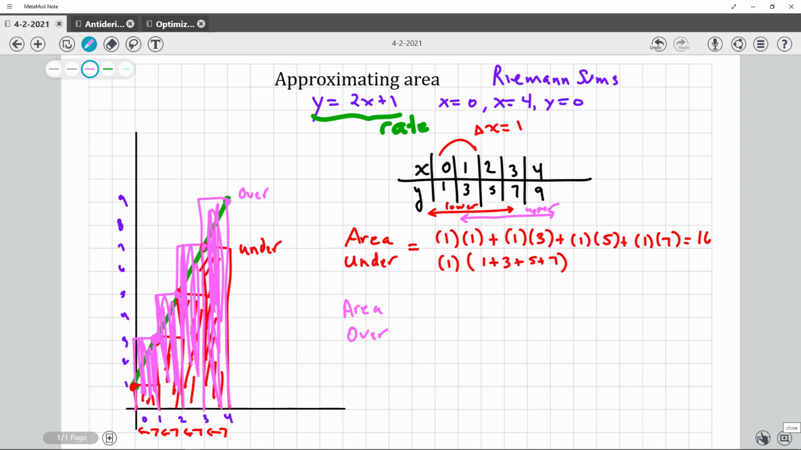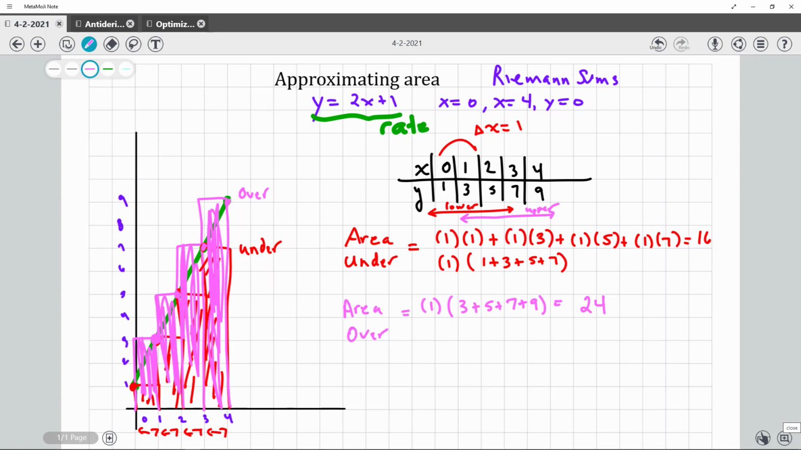I can do the same thing. I can multiply each one of these. I'm going to do the shortcut and say the width. But now I'm going to start at 3, 5, 7, and I'm going to add the 9, and I get 24, which is clearly higher than 16, so it's an upper estimate. So this is a way that with Riemann sums you can approximate with rectangles.